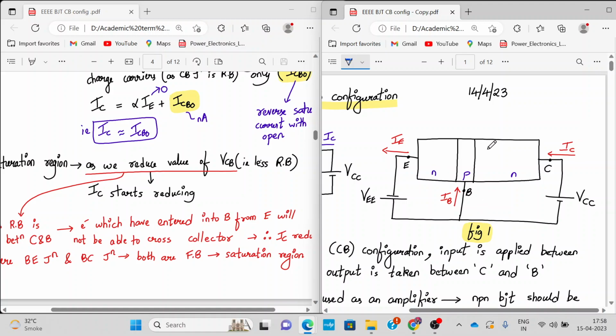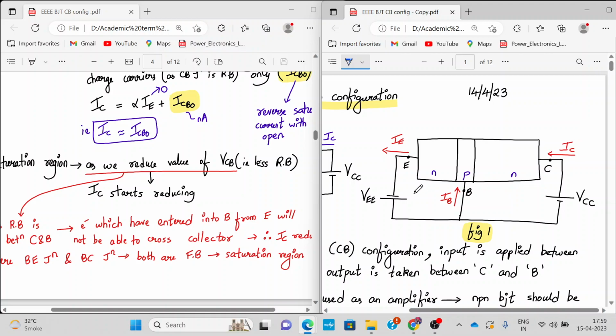So therefore, your IC value reduces, and at one point of time, your base collector junction is reduced such that it becomes forward bias. So now you see it's becoming forward bias, so it will not allow any current to flow, not allow any electron to reach the collector terminal. So now what happens is both base emitter and base collector junctions are behaving as a forward bias region.